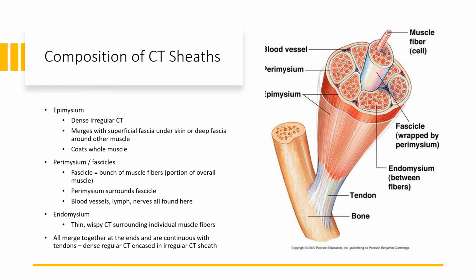But the muscle fiber itself has its own special name for the plasma membrane called the sarcolemma, that in turn is surrounded by endomysium, a very thin, wispy connective tissue. A bunch of muscle fibers with their endomysia bound up into a bundle makes a fascicle.